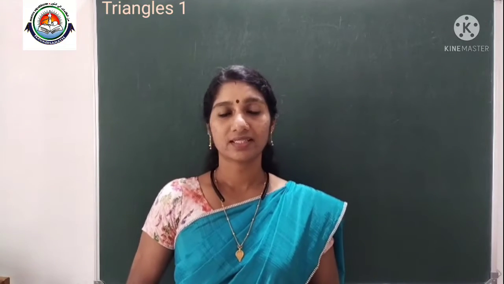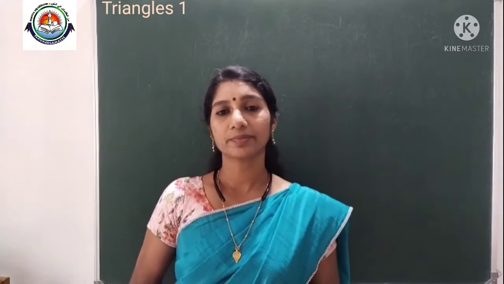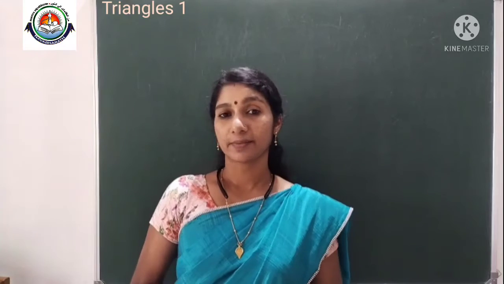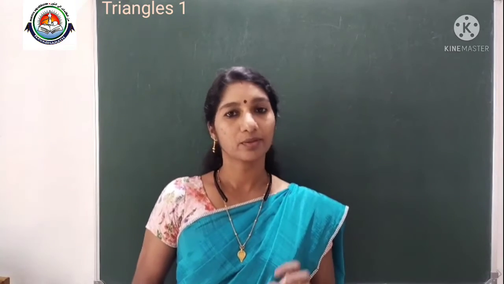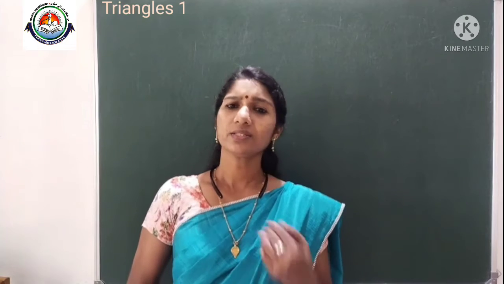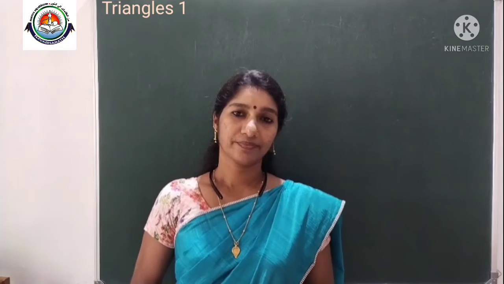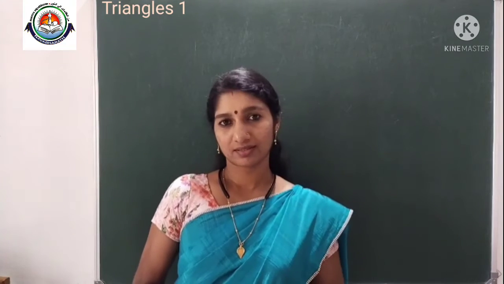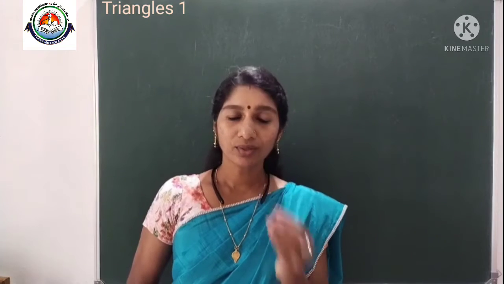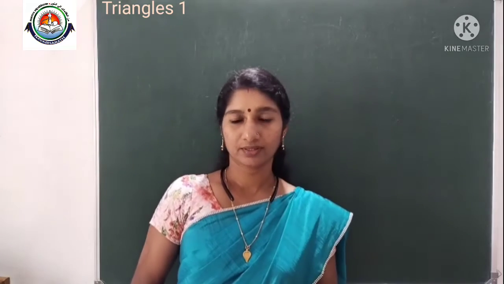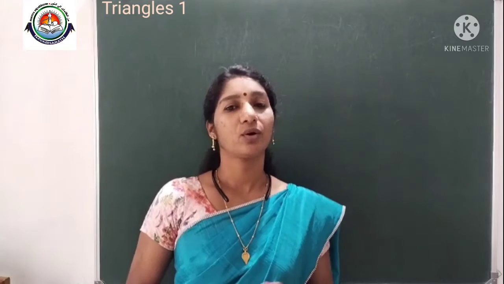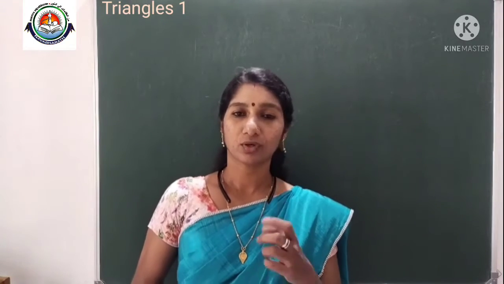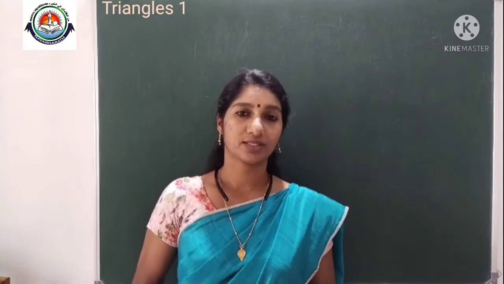Now we are going to study the chapter triangles. In that chapter, we will discuss congruent figures. That means in this chapter we are discussing congruent triangles. So what is meant by congruent figures? When two objects are equal in size and shape, that means the size and the shape of the two objects are the same. We can call those two figures or objects congruent objects.